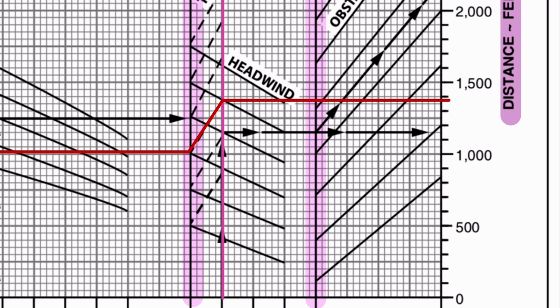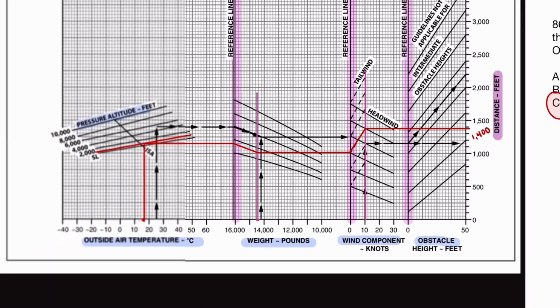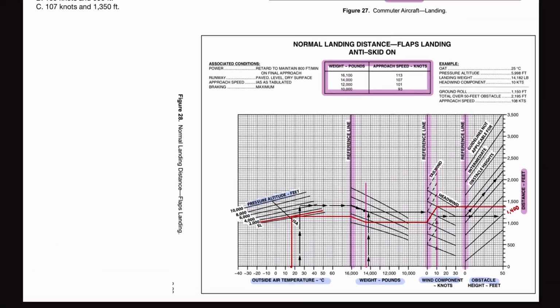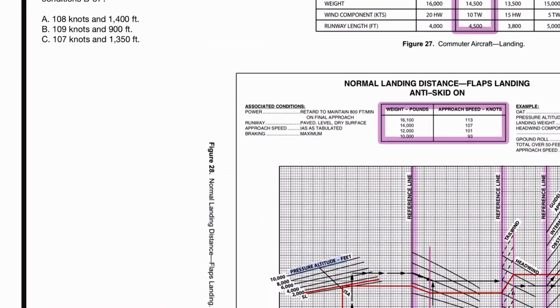And I would say that this is 1,100, 200, 300, so close to 1,400. So I'm going to put 1,400 here. I mean, if you were being really specific, maybe like 1,380. So I'm saying 1,400. And that's my ground roll.